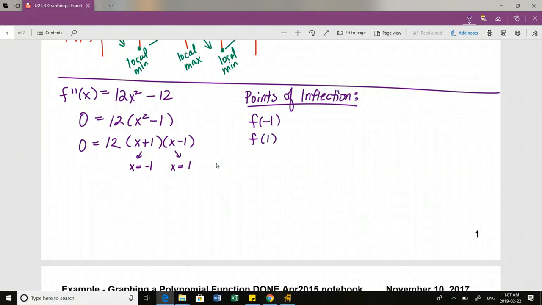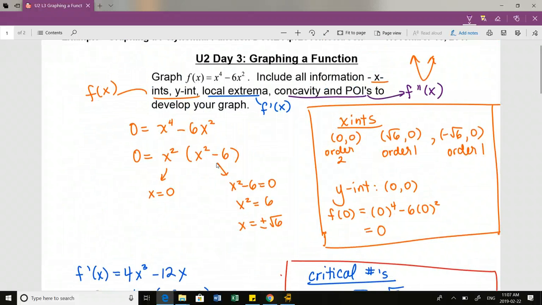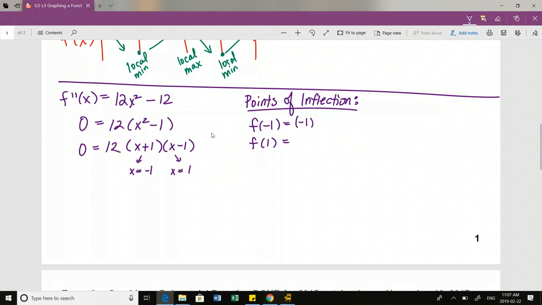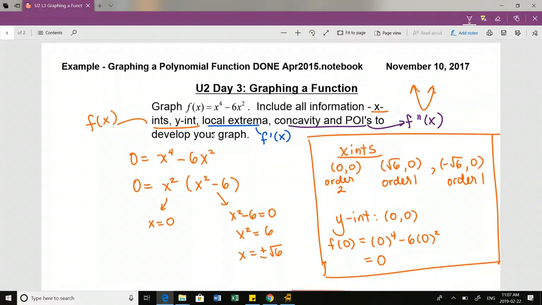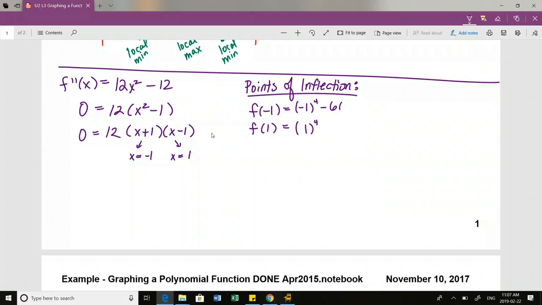I'm going to find the points of inflection by subbing in to the original function to get their y coordinates. So I want to evaluate f at -1 and f at 1. So my original function will do, I think it'll actually give us the same coordinate here. And then minus 6x squared. So we should get -5. Okay, so my points of inflection are at -1, -5, and also +1, -5.